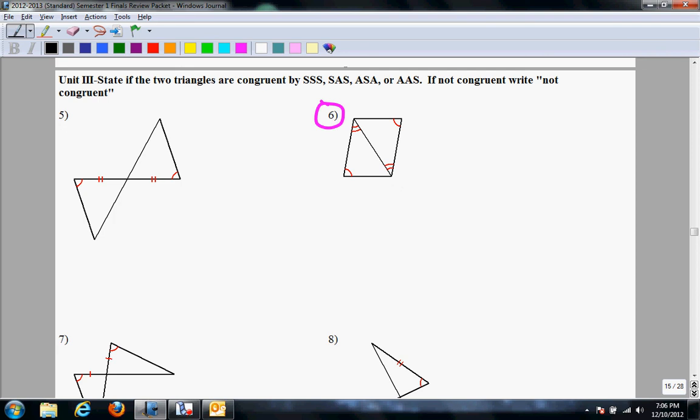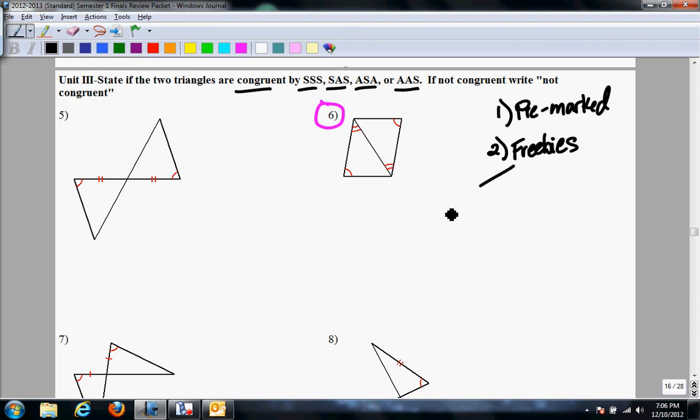Taking a look at number 6. It says state if the two triangles are congruent by side, side, side, side, angle, side, or angle, angle, side. When you're looking for congruency, the first thing you want to look for is things which are already pre-marked. Then you want to look for freebies. And there's 3 main freebies.